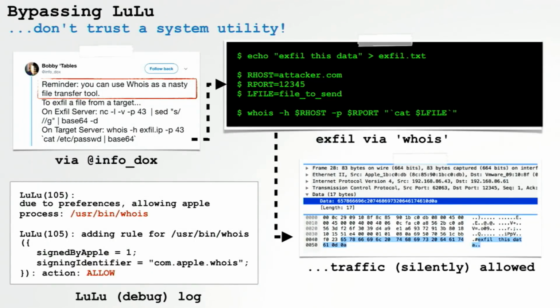The answer is, of course, yes. Turns out you can actually use the whois utility to exfiltrate data. This was news to me. Since whois is signed by Apple proper, as we can see on the slide, when we use whois to exfiltrate data, the firewall Lulu will see the connection because it's monitoring all connections globally. But since it's signed by Apple and not on the gray list, it is allowed.